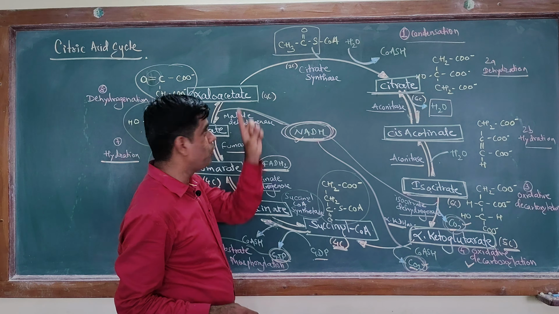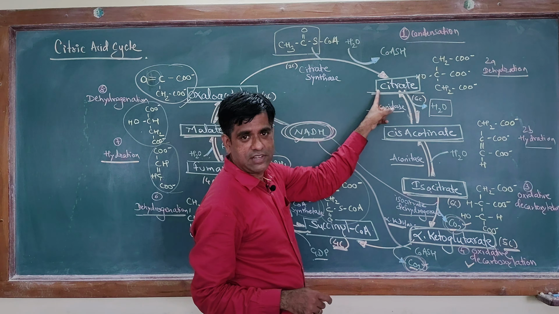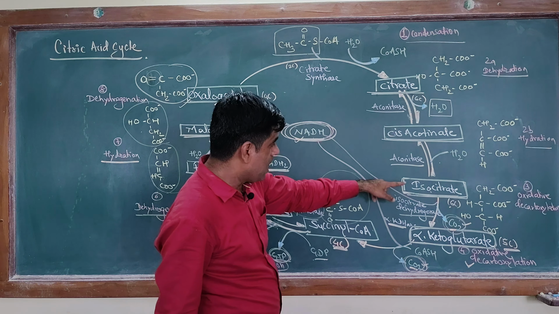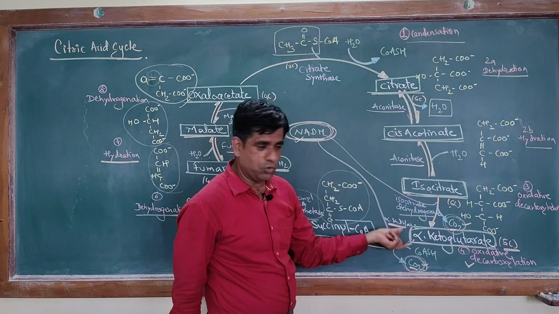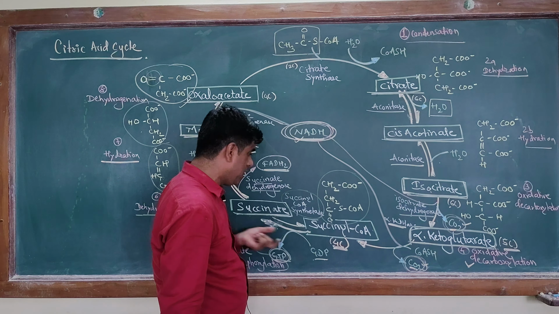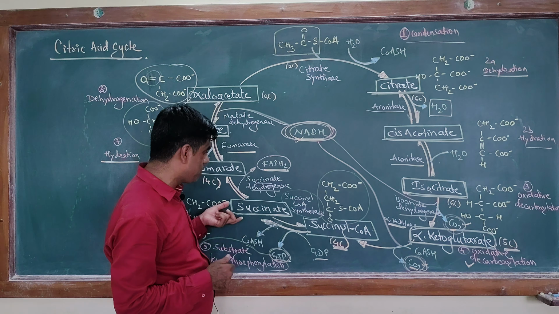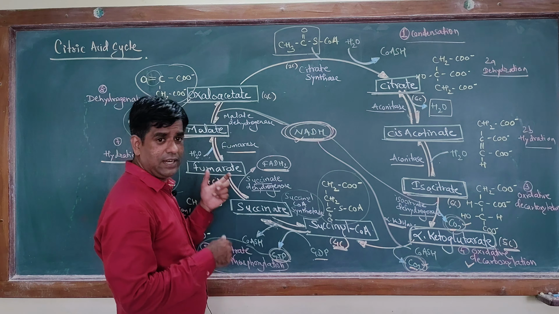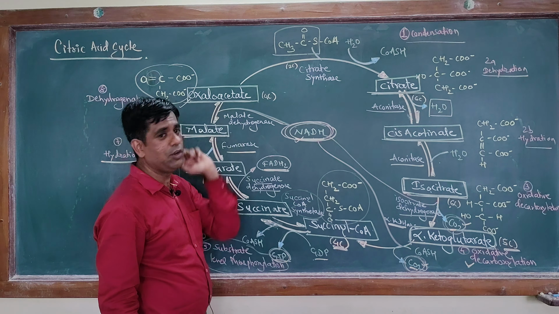So let us go one by one. In the first step, oxaloacetate combines with acetyl-CoA to form citrate. Citrate, via cis-aconitate formation, gets converted to isocitrate. Isocitrate is oxidatively decarboxylated to form alpha ketoglutarate. Alpha ketoglutarate is again oxidatively decarboxylated to form succinyl-CoA. Succinyl-CoA, after substrate level phosphorylation and removal of the CoA group, gets converted to succinate. Succinate is oxidized to form fumarate. Fumarate is hydrated to form malate. Malate is again oxidized to form oxaloacetate.